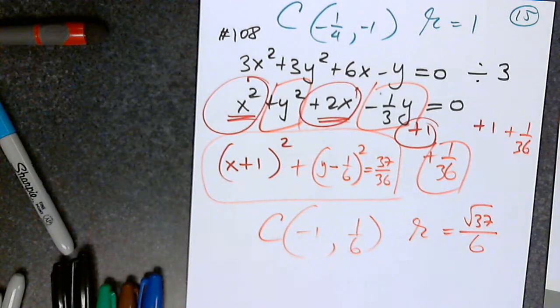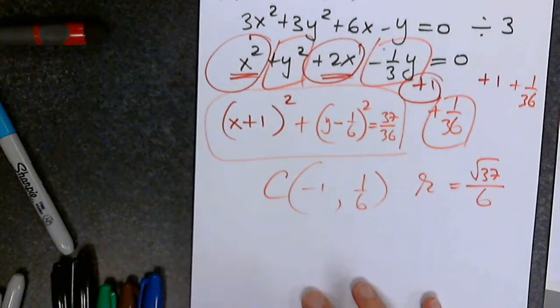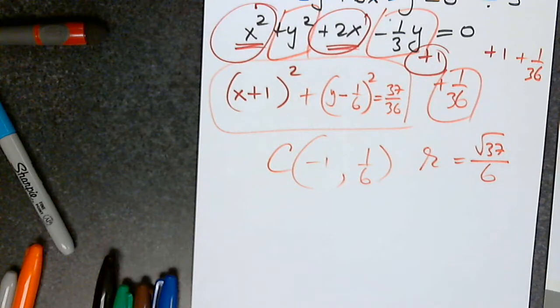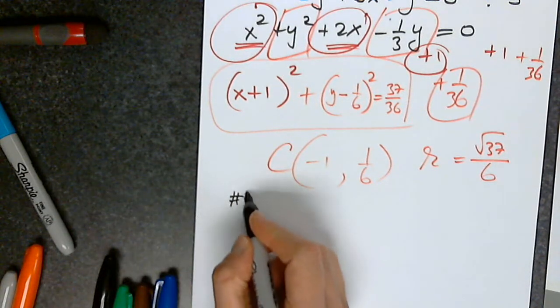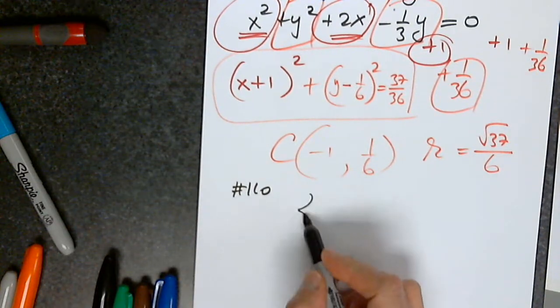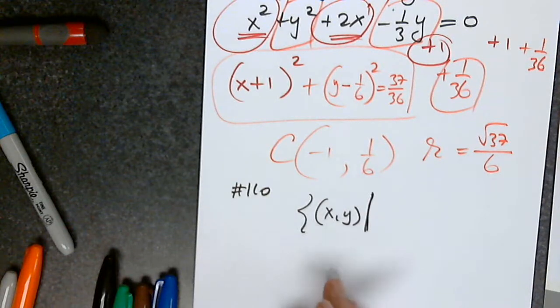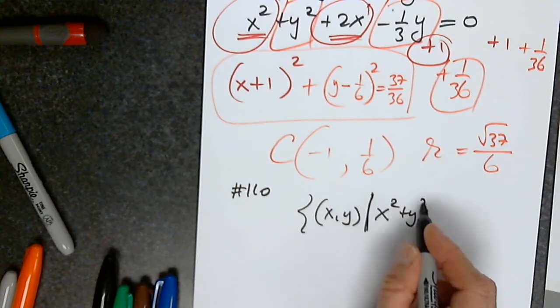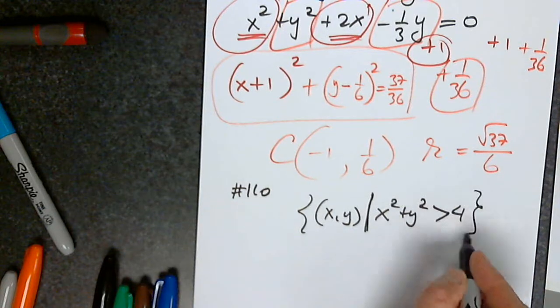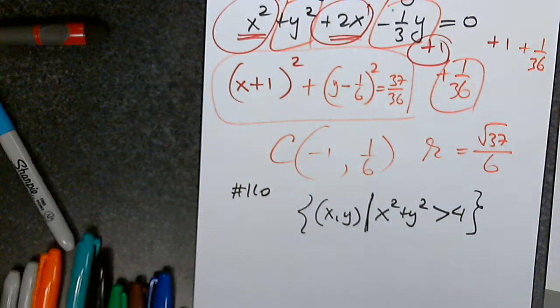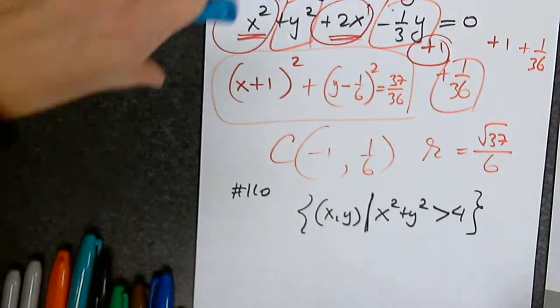Let's look at one more, 109, 110, and let's move on from the circle. Which one? Let's do 110. We are given ordered pairs x, y such that x squared plus y squared greater than 4. The question here is to graph the region given by this set. So let me translate to you what it means.